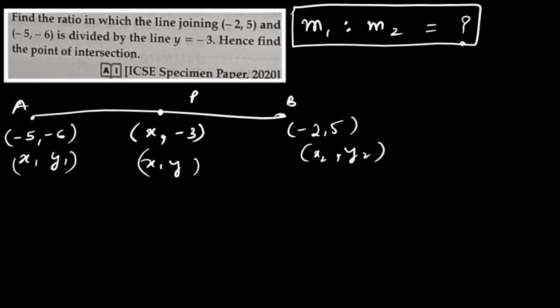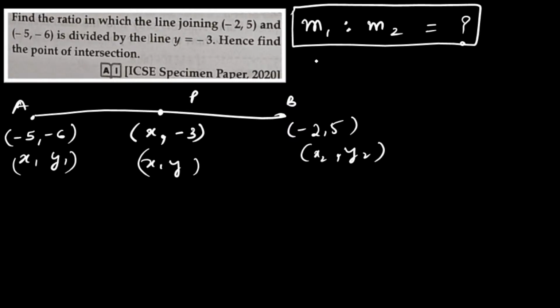Now the ratio we have to find, so that means m1 is to m2 we have to find. Whenever we have to find a ratio, there is one way that you have to always remember. Whenever we have to find the ratio, we will assume it.